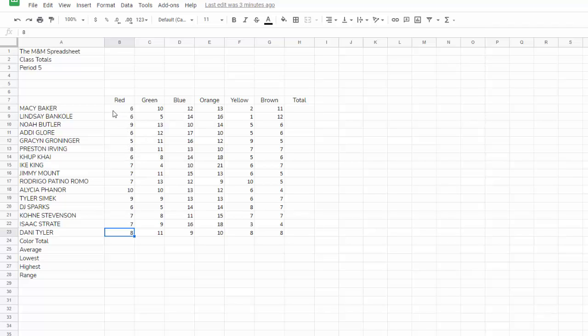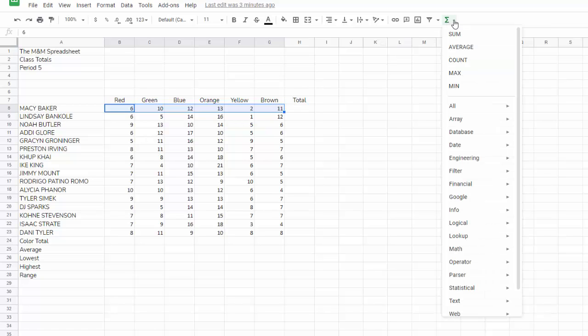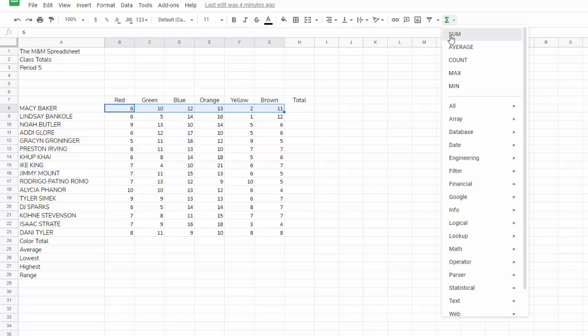All right, so now here's the first thing we're going to do. For Macy, we're going to go right across here, start with her red M&Ms, go to her brown M&Ms, and calculate how many M&Ms Macy got in her bag. So I'll go up to the formula thing up here, the weird letter E, and I'm just going to calculate a sum.